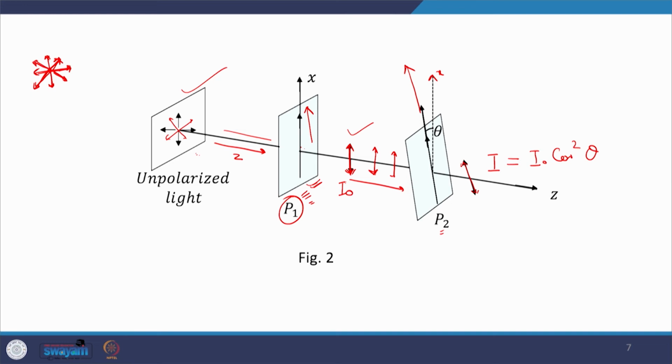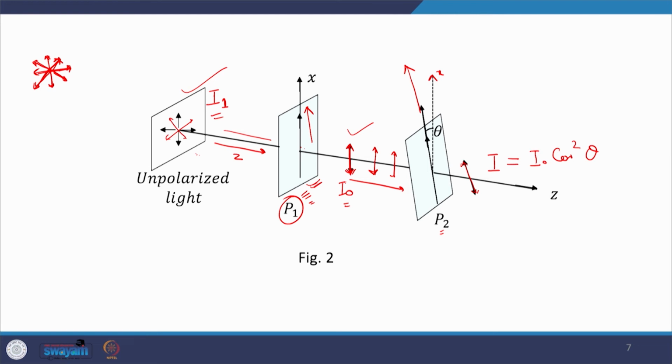Okay. Now, if I ask you that if the unpolarized light has intensity I1, then what would be the relation between I1 and I naught? Or, reframing the question, can we find out the relation between intensity or irradiance I naught and I1 using Malus law? And the answer is of course yes.